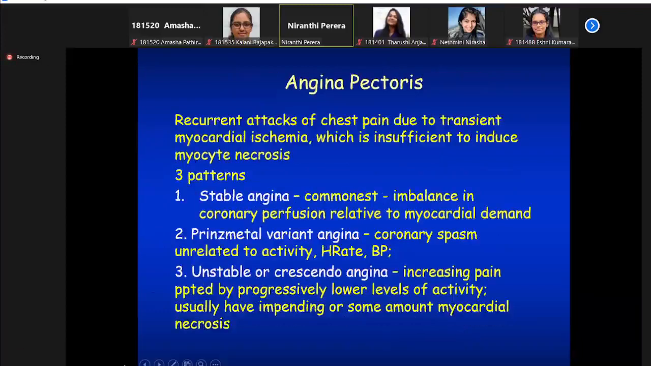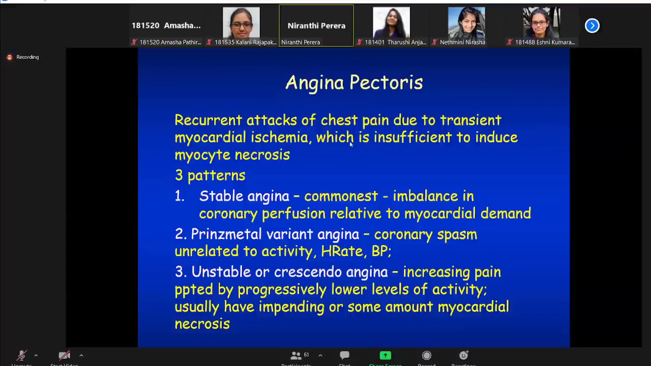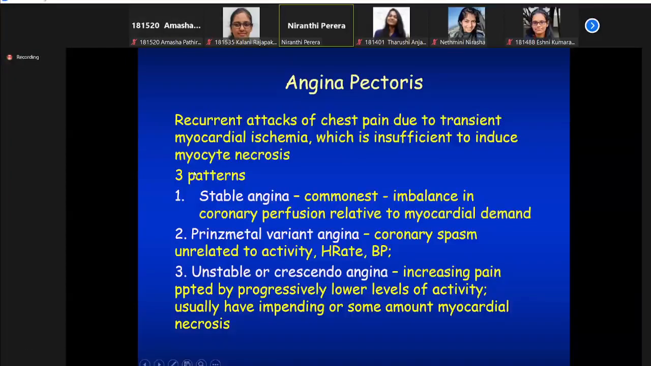So what is angina? Angina is where you get pain from transient ischemia. Transient means for a short period of time, but it's insufficient to actually cause necrosis and cell death. So you get reduced blood supply to the myocardial cells, and so that causes chest pain, right? So stable angina is the commonest.